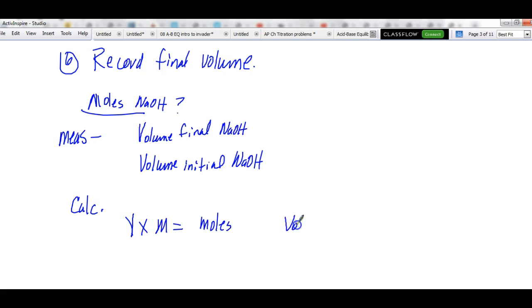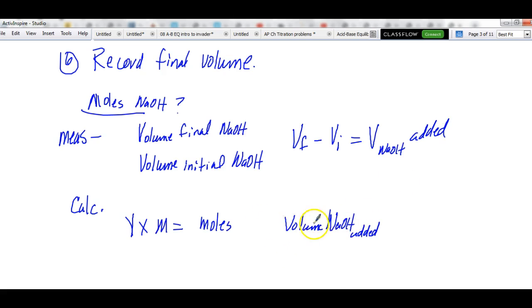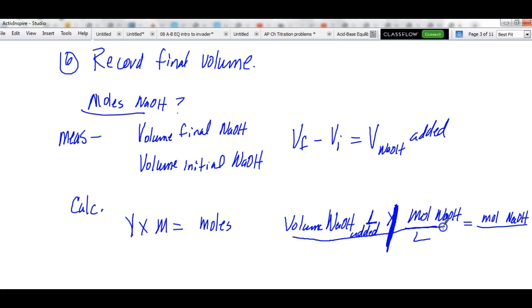So we would take the volume of the NaOH added, the volume of the NaOH that we added, and we would multiply it times the molarity, the moles per liter of the NaOH, okay? And that would give us moles. And we have clearly shown exactly how we're going to end up with moles, because this volume is in liters, and if I use my bar, it would be even better. So we can show exactly how we're going to come up with our moles.